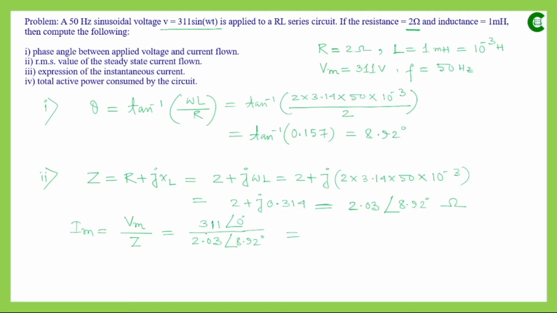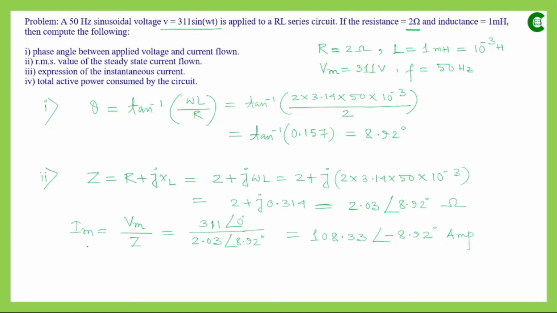So simply it will be 311 divided by 2.03, and that will give us 108.33. And angle wise, we will just subtract this 8.92 from 0 degree. So the angle now will become negative, the same value but with a negative sign, 8.92 degree. And definitely the phase angle in the current value will have a negative sign only, because we know for an inductive circuit current lags voltage. So if voltage was taken as reference, then with respect to that the current has to lag. That's why here the angle is minus 8.92 degree in the current value.